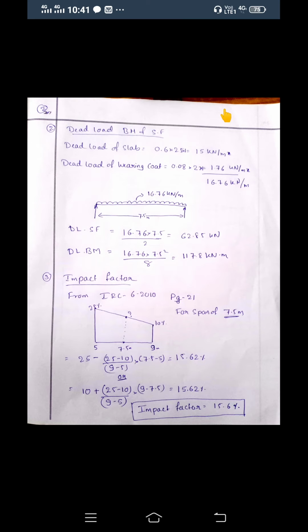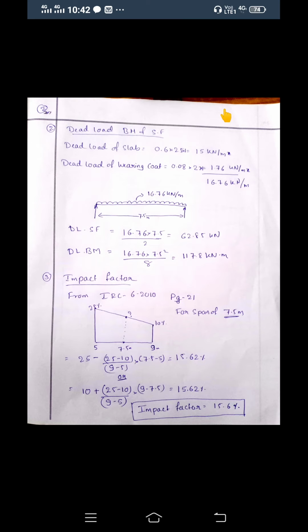Dead load due to the wearing coat is 80 mm, so 0.08 meter. It is not made with reinforcement, it is made with plain cement concrete, so it takes the density as 22. So 22 into 0.08 into 1 is 1.76. Total dead weight will be 16.76. With the help of this we have to find the dead load bending moment and shear force.